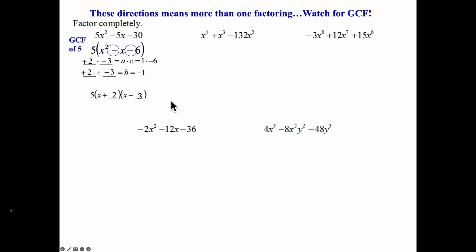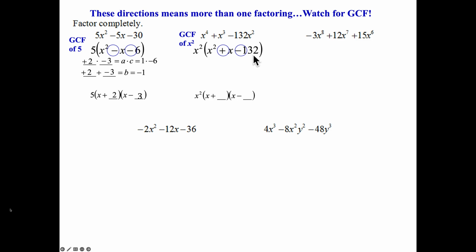Now we're all factored. X to the fourth plus x cubed minus 132x squared. Factor out the x squared as the GCF. I have a minus 132 and a plus, so it's going to be x plus something, x minus something. Keep the x squared in front. What two numbers multiply to be 132 and subtract to be a 1? Again, this means that they're consecutive.